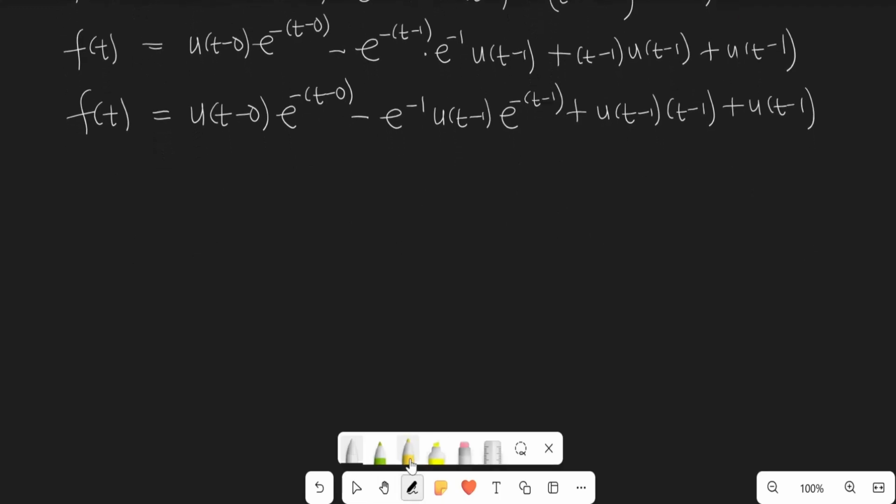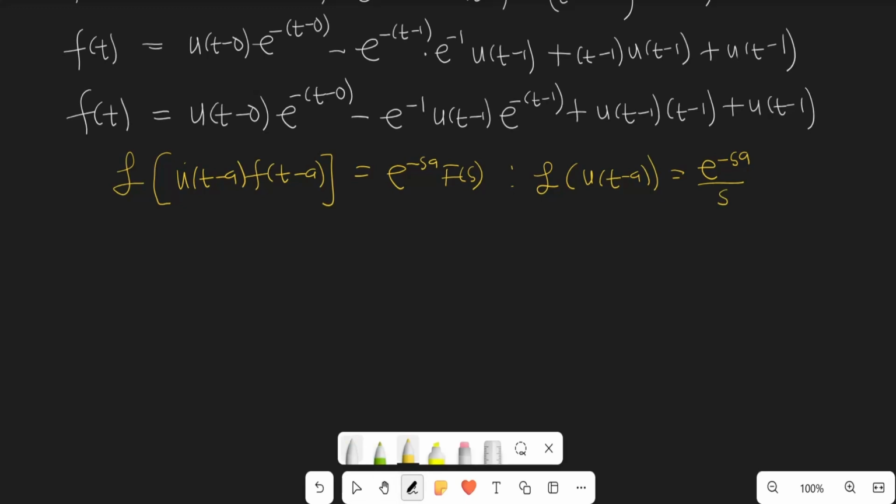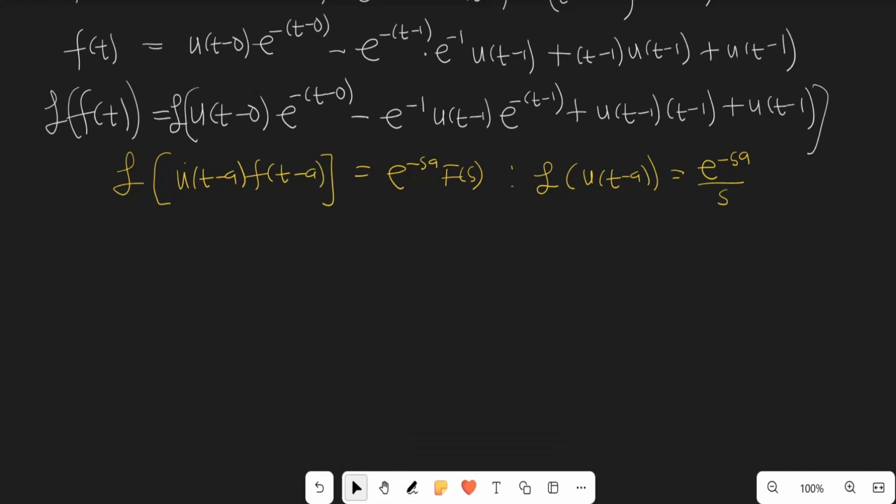So let me refresh your memory for the very last time. If you have the Laplace transform of u of t minus a multiplied by f of t minus a, this one is equal to e to the negative sa times the Laplace transform of the unshifted function, and the Laplace transform of just the unit step function alone is going to be e to the negative sa all over s. So now up until this point, that means that we can take the Laplace transform of the function, and when we do that, we have to take the Laplace transform of this function as well.